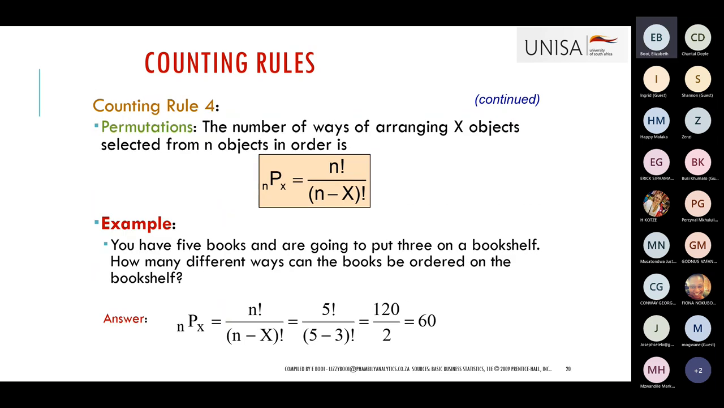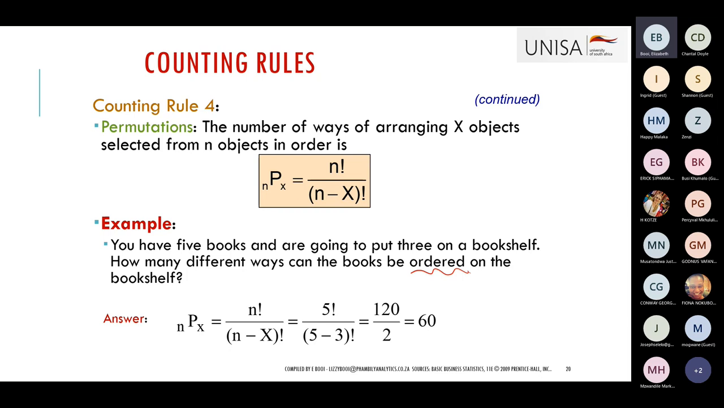So with permutation, always remember that there will be order and preference given. How many number of ways can the books be ordered on the bookshelf? So they're giving me an order in terms of how I must place the books. So how can I order them on the thing? So there is an order on this. So it means I need to do a permutation.